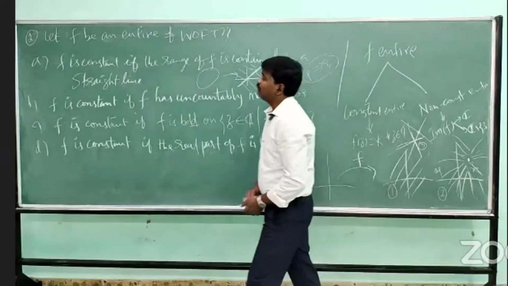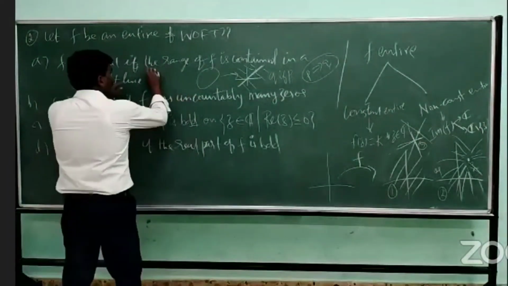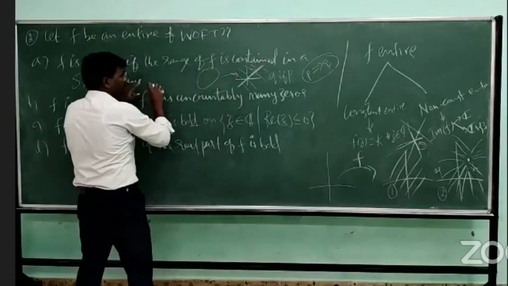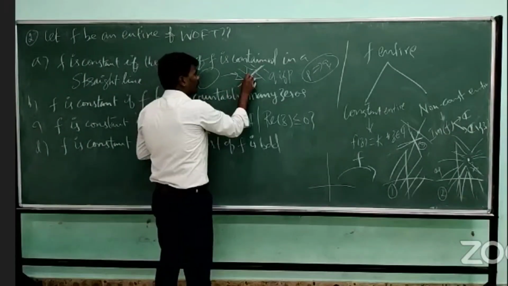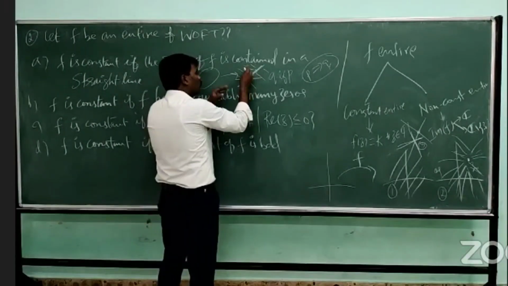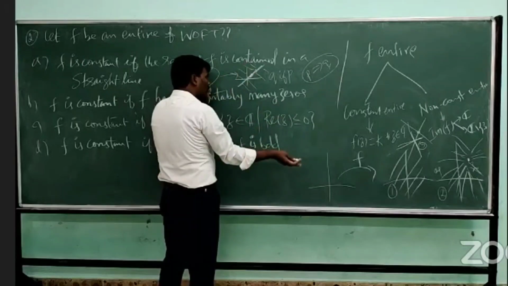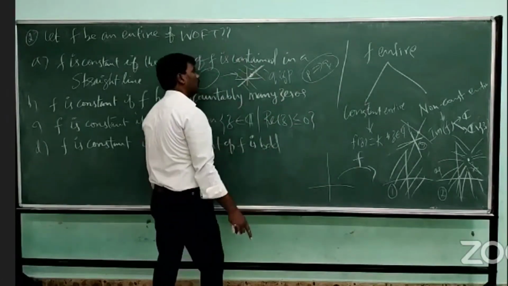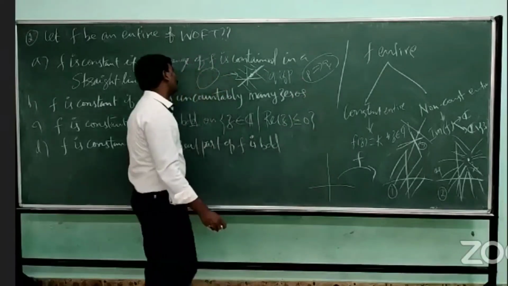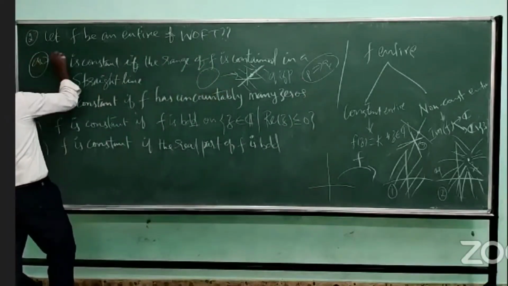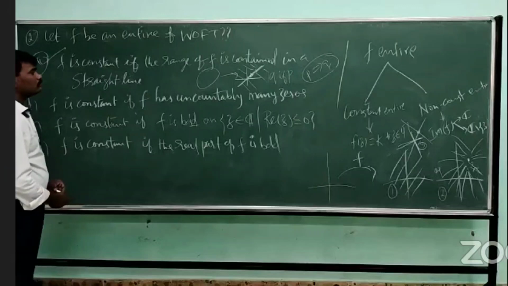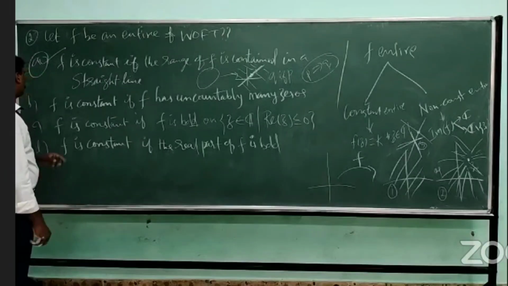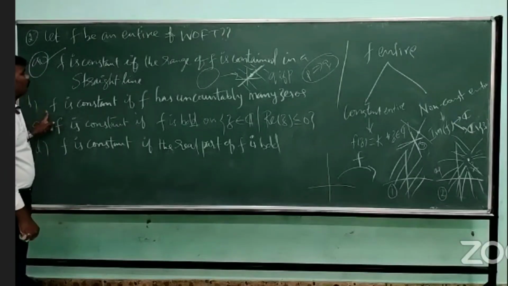Therefore, this option's range set is contained in a straight line, so the image set omits more than one point. Therefore, f should be only constant. Therefore, this is option A, always true. Option A, always true. What about B?